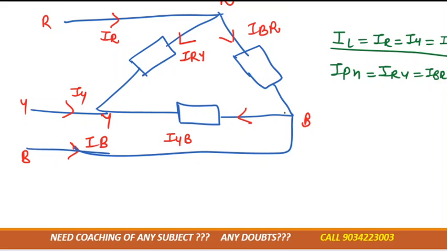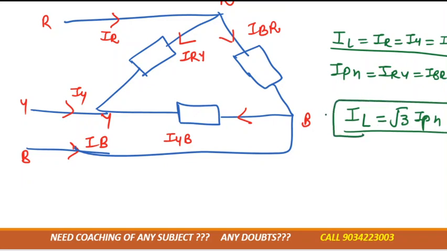Now there is no derivation in your syllabus, so I am not telling you the derivation of how the relationship between line current and phase current comes, but I am telling you the relationship directly. The relationship between the line current and the phase current is IL equal to root 3 IPH. Like in star we have VL equal to root 3 VPH, but in delta connection we have IL equal to root 3 IPH.